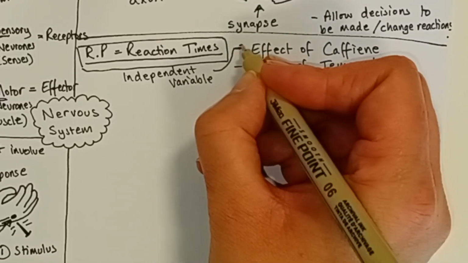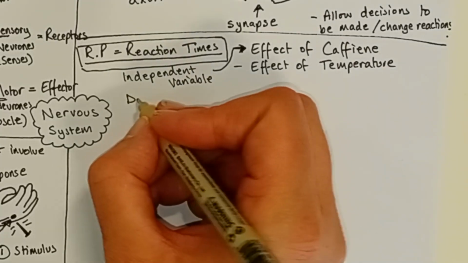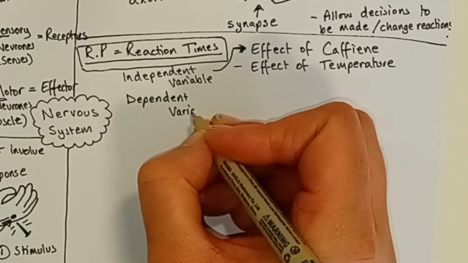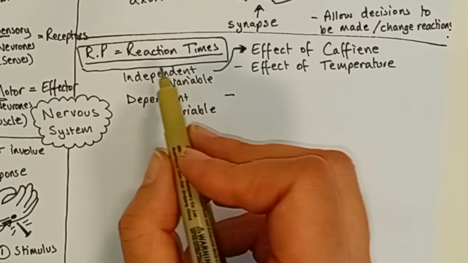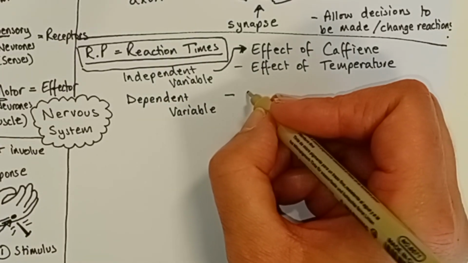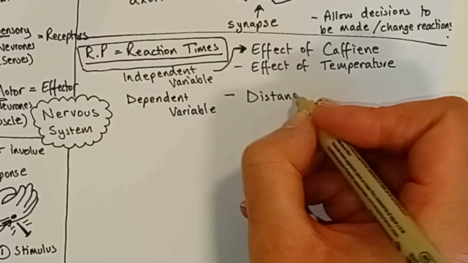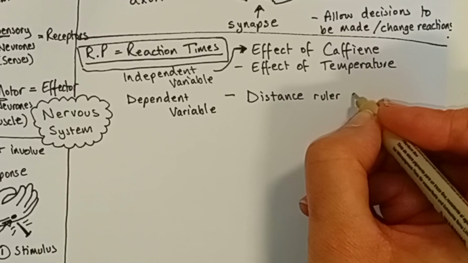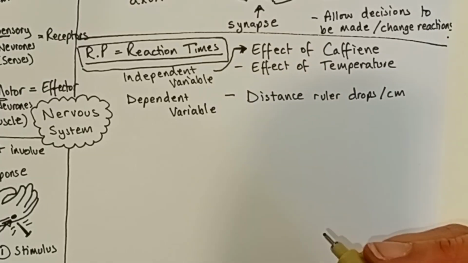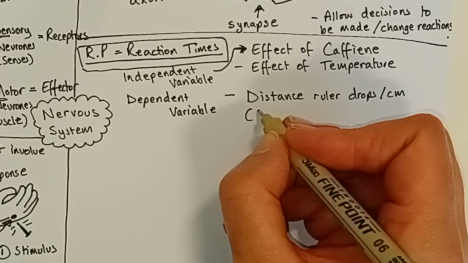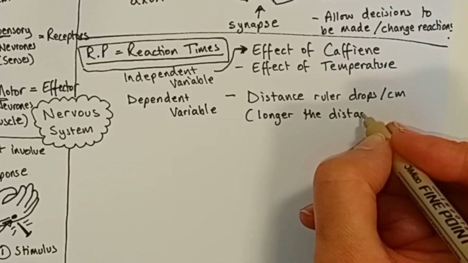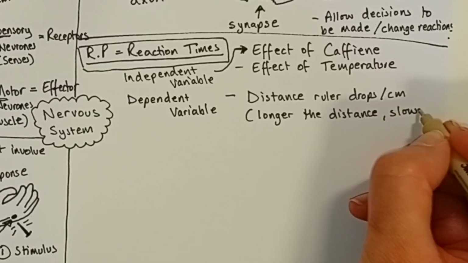I'm going to pretend that I'm going to do caffeine today. The dependent variable then is the thing that I'm going to measure. And we're going to measure reaction time, but in this experiment, we're going to do it by measuring the distance that a ruler drops. It's going to be measured in centimetres. The further it drops, the slower the reaction time. So the longer the distance, the slower the reaction time.